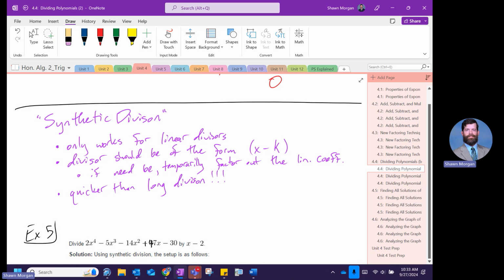It only works in certain circumstances. If the divisor is linear, you can use it. If the divisor is nonlinear, sorry, you've got to do long division. Now, in calculus, we do both long division and synthetic division. You will see this again next year or the year after, and your teacher will expect you to be good at it. Both long division and synthetic division.